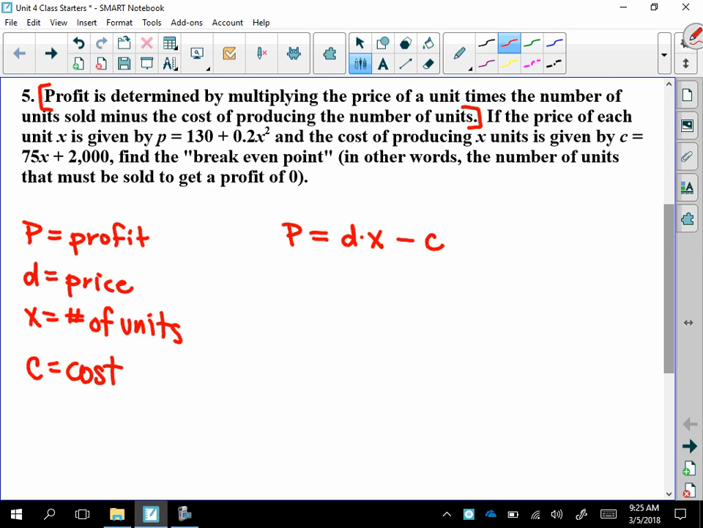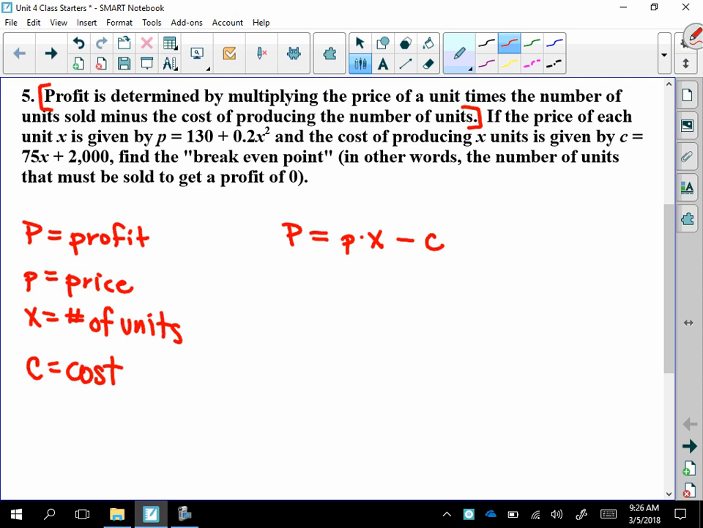So if the price of each unit X is given by, they actually use lowercase p to represent price. So if I wanted to change that, and this is a lowercase p for the price. We use uppercase P for the profit. So if the price of each unit is given by p equals 130 plus 0.2x squared, and the cost of producing x units is given by C, which is 75x plus 2,000, find the break-even point.